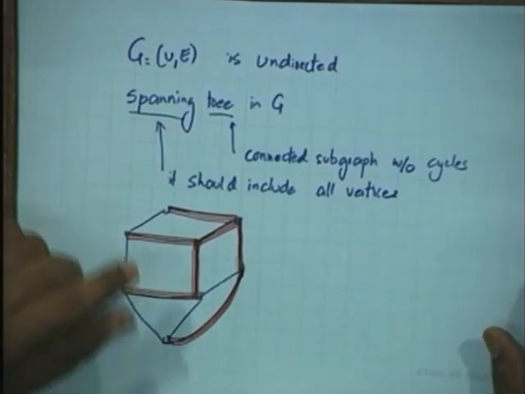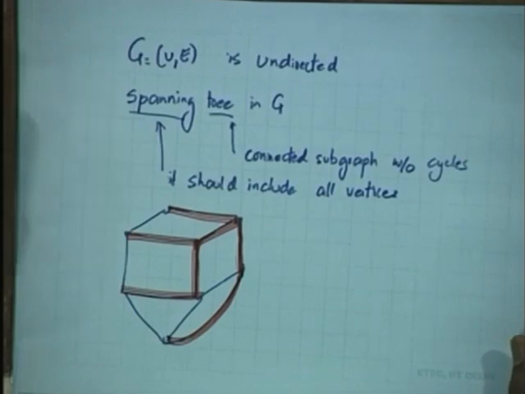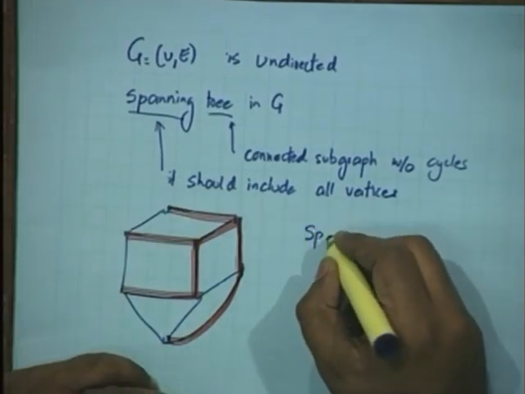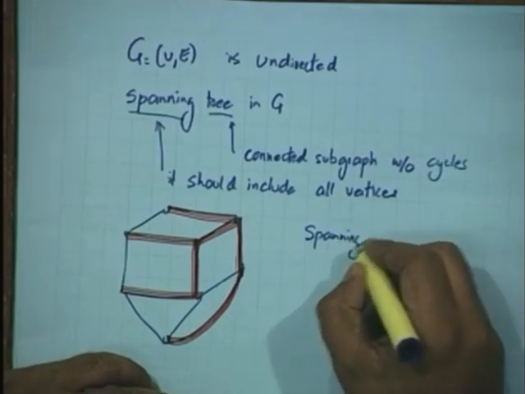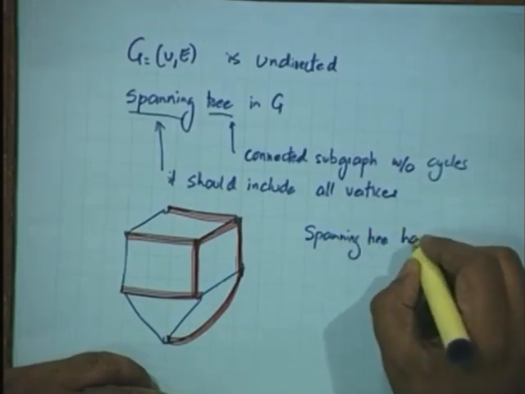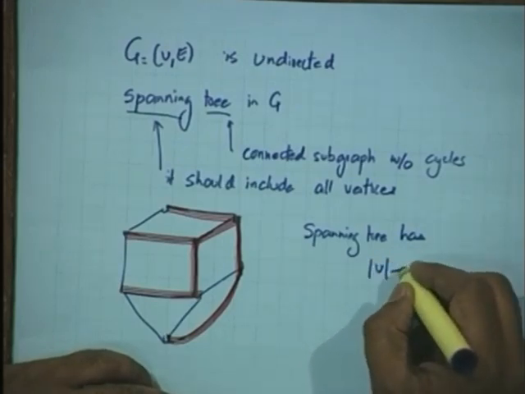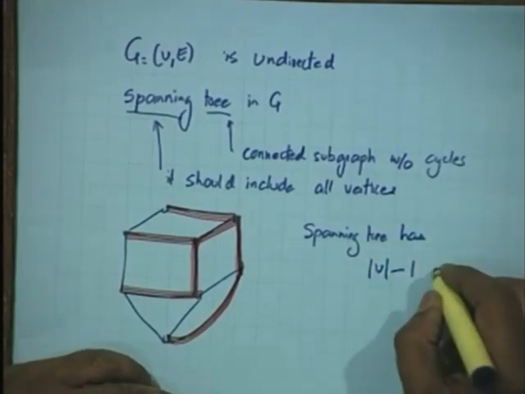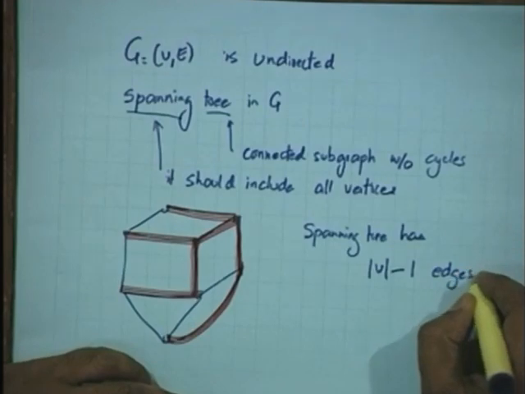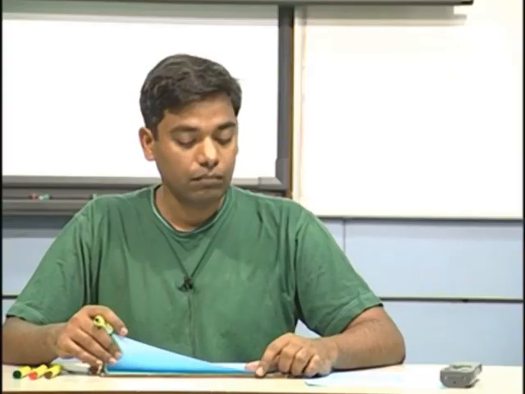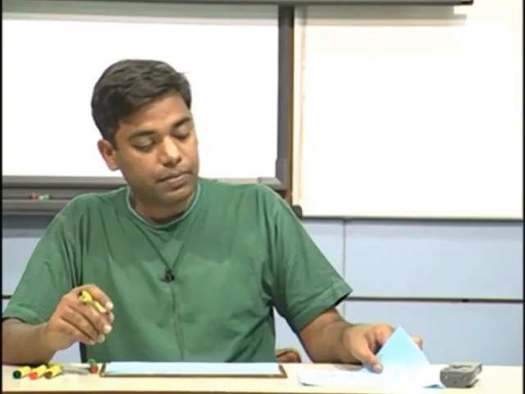So, we know that if the graph has n vertices, a spanning tree has how many edges? Number of vertices minus 1 edges. Great. So, now what is a minimum spanning tree?